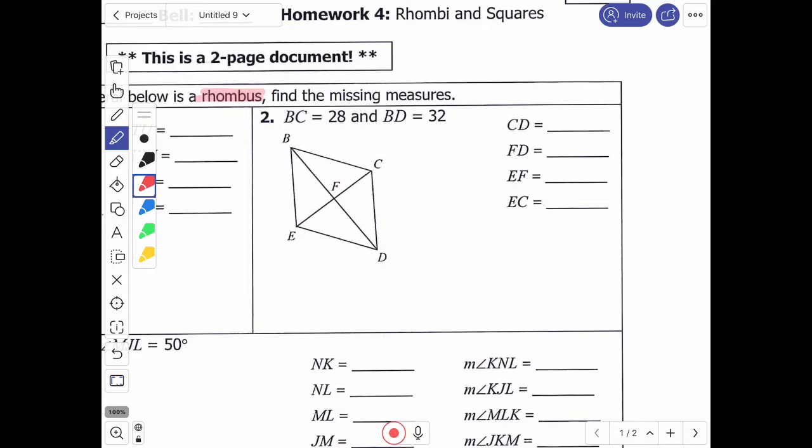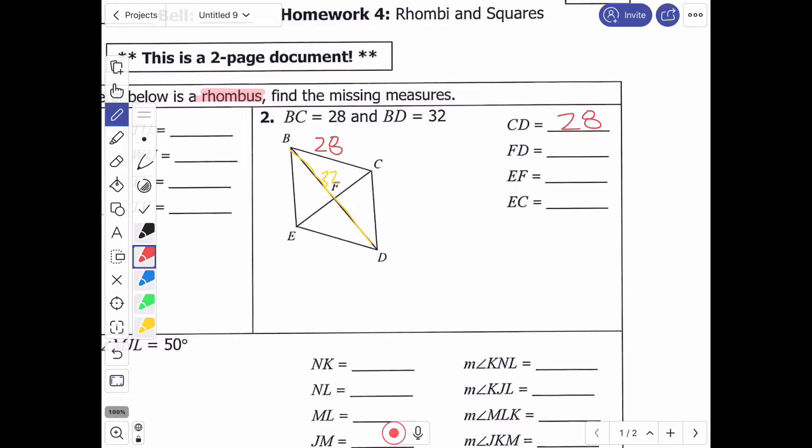So for number 2, I'm told that BC is 28. So here's BC. And BD is 32. BD is this whole diagonal. Now I'm going to find CD. So CD is one of the outside sides that makes up the rhombus. Rhombi all have congruent sides, so all of these sides should be 28 as well. So CD is also going to be 28.